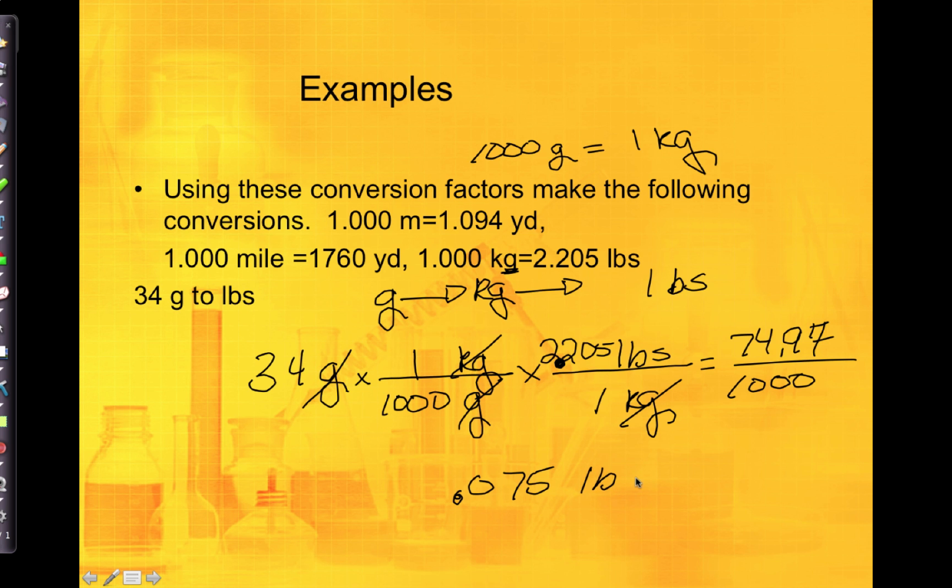I'm going to teach you guys how to round too, but not right now. You should get 0.075 pounds. So this is basic dimensional analysis. We will get into more difficult dimensional analysis, but I'm going to end it right there.